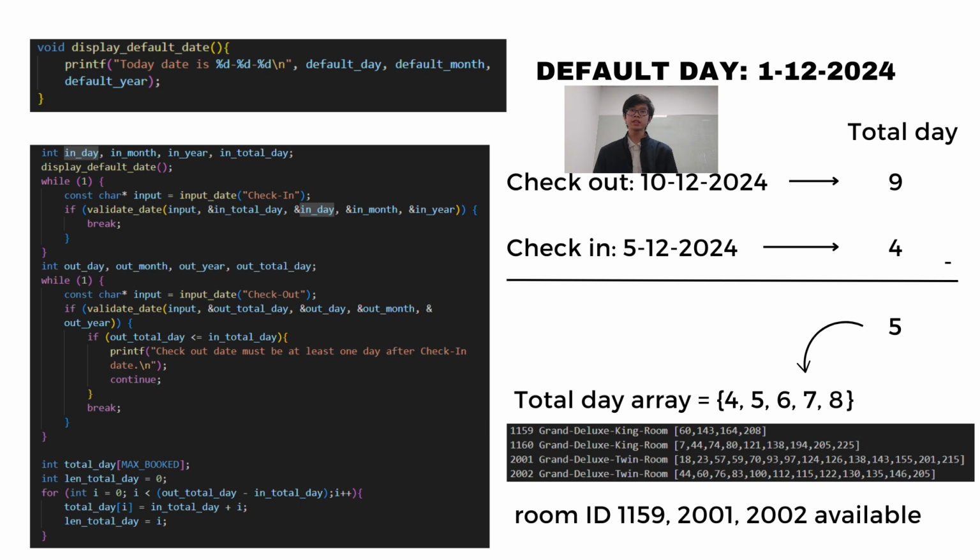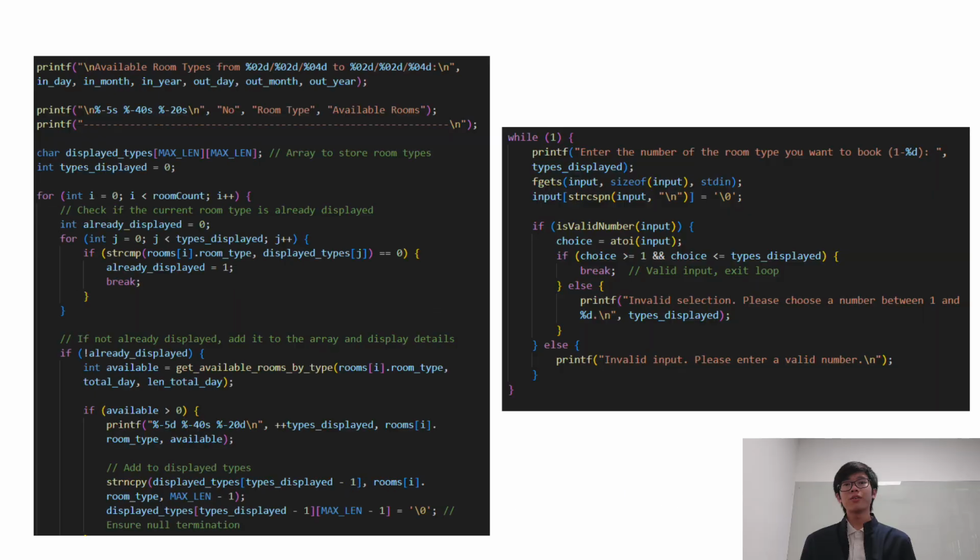Next, the system creates an array to store all the dates the user will be staying, ranging from the check-in to the check-out. This array is then compared to the existing booking data in accommodation_data. If all the integers in the array are not already found in the booking data array, it means the room is available. For example, if room 1160, 7 is in the booking data array, it's not available for that date. Once the availability is confirmed, the system will display the total availability for each room type, and then the user will choose the room type that they want.